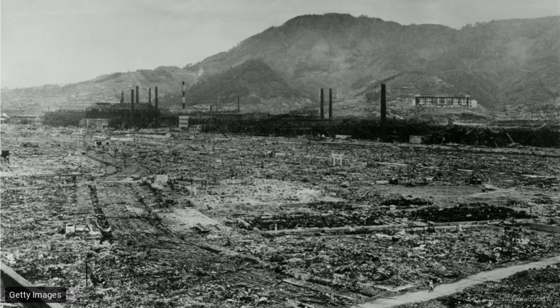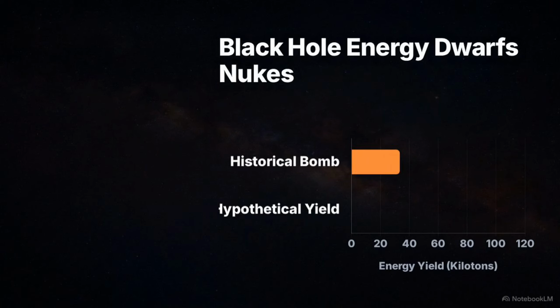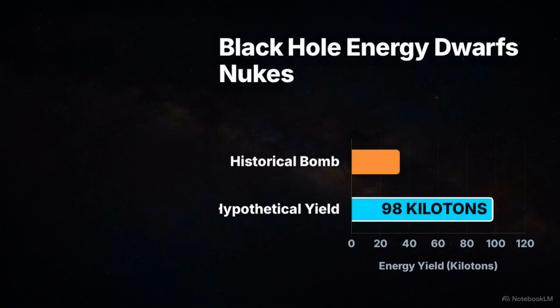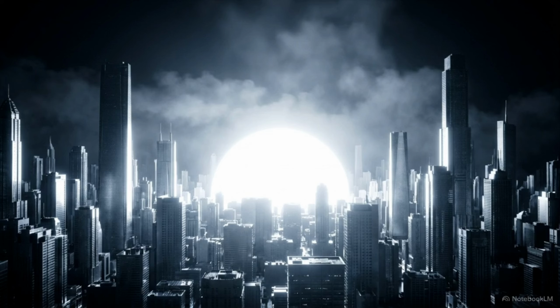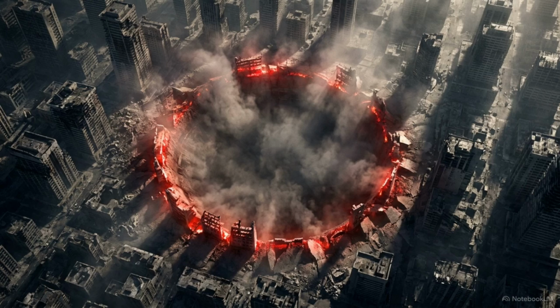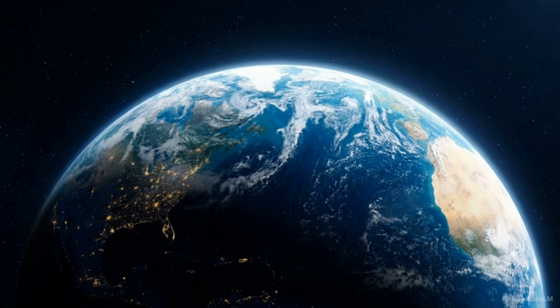Looking at this photograph of the flattened rubble of Nagasaki puts that yield into historical perspective. 100 kilotons is roughly 3 times more powerful than the atomic bomb dropped on this city. In scenario A, the black hole detonates in a blinding flash. It wipes out the host city and leaves a massive crater, but the rest of planet Earth survives perfectly intact.